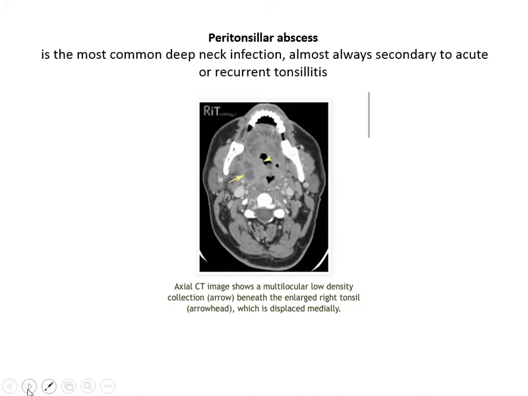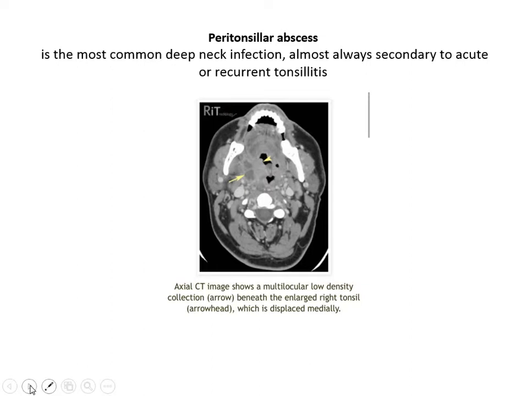Peritonsillar abscess is the most common deep neck infection, almost always secondary to acute or chronic tonsillitis. This axial CT image shows a multilocular low-density collection beneath the enlarged right tonsil, which is displaced medially.